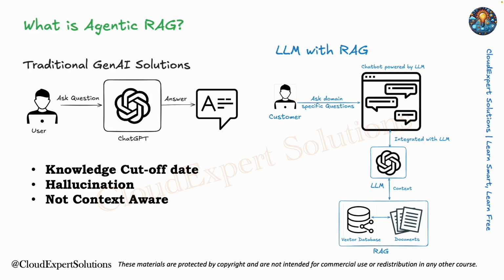Instead of just relying on memory, it looks up the latest and relevant sources. Now add the word agentic. That means the AI does not just retrieve information, it can decide what step to take next. It can plan, reason, and act almost like a digital research assistant.